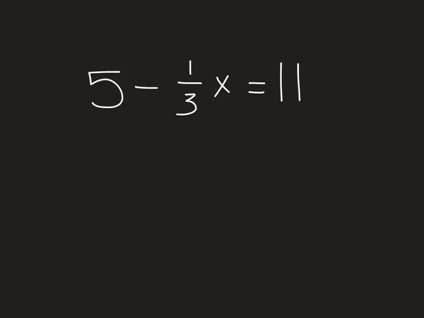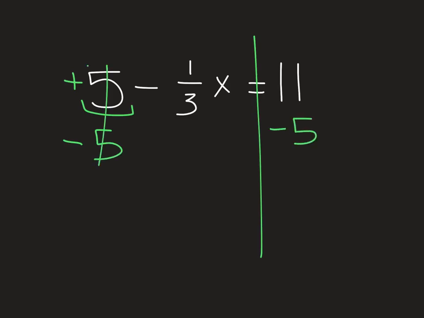2 more. So we have 5 minus 1/3 x equals 11. Again, we're going to draw the line. We're going to get rid of this 5 first. This 5 is a plus 5, so the opposite of plus 5 or positive 5 would be negative 5 or minus 5. So we're going to subtract 5 on both sides.